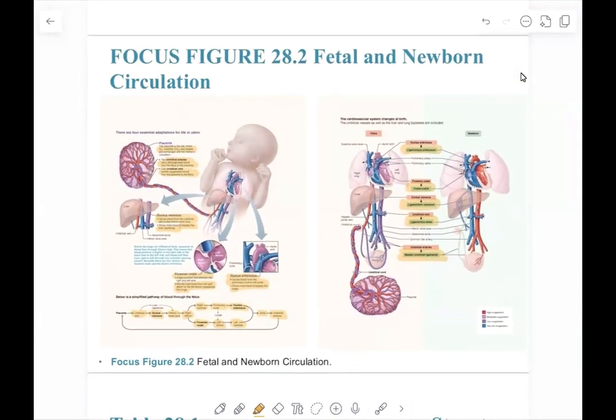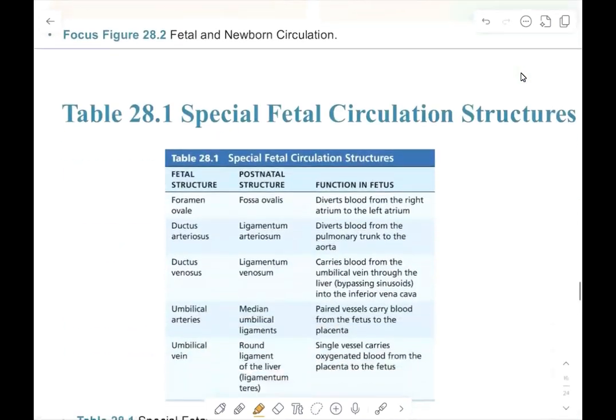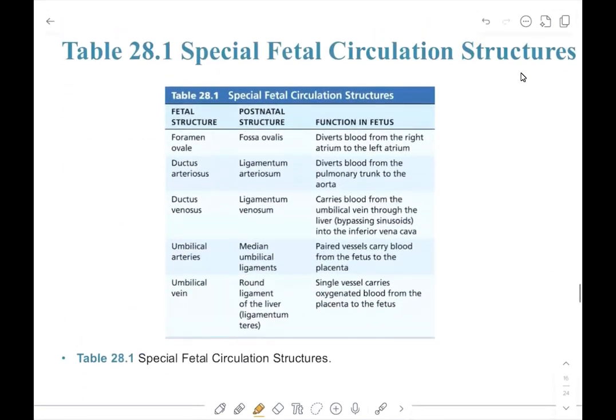So you should know those different shunts. This slide is showing a summary of those different shunts. So again, we have the foramen ovale closing to become the fossa ovalis. This diverts blood from the right atrium to the left atrium. And this is the one that may close later than all of the others. And it's the one that sometimes they have to go in and surgically close.